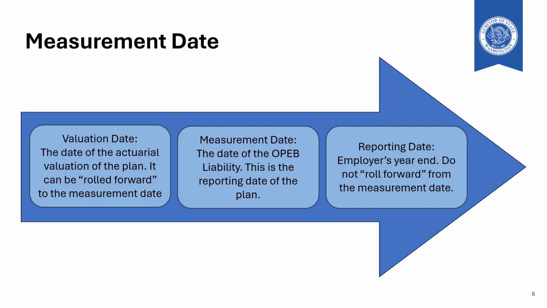That means you use the OPEB liability amount calculated by the actuary as of the measurement date, even if the measurement date is different from your fiscal year end. The most common example we see is actuaries using a measurement date of June 30th when the government has a fiscal year end of December 31st. That's okay. The measurement date and your fiscal year end do not need to be the same.